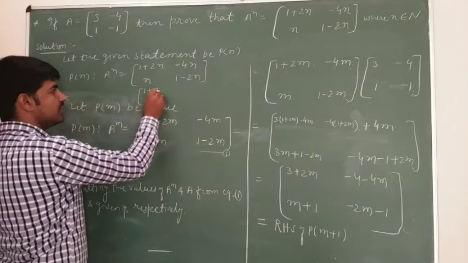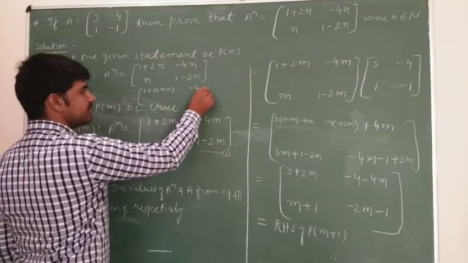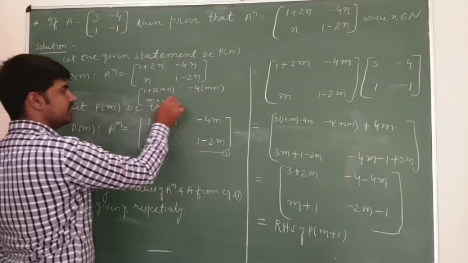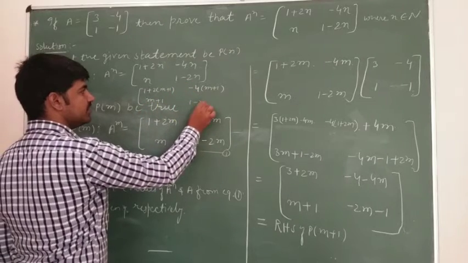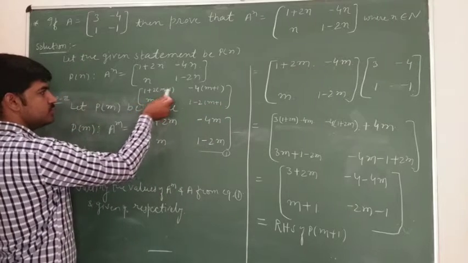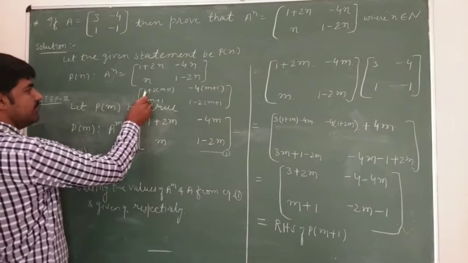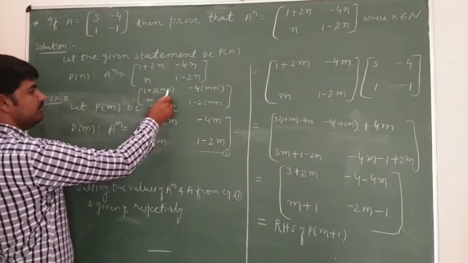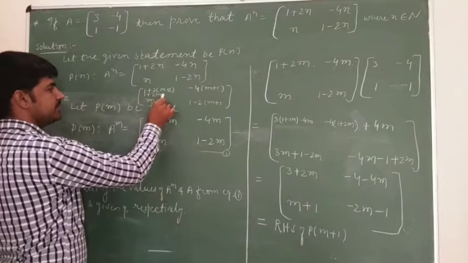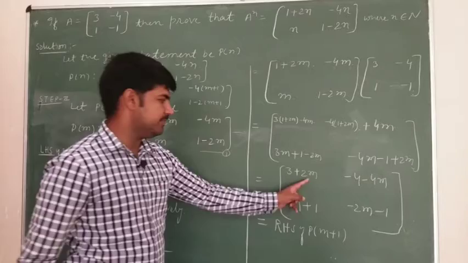1 plus 2 times (m plus 1), and this side minus 4 times (m plus 1), this side m plus 1, and here 1 minus 2 times (m plus 1). What do you get? You get 1 plus 2m plus 2, it becomes 2m plus 3. So yes, it is 2m plus 3.